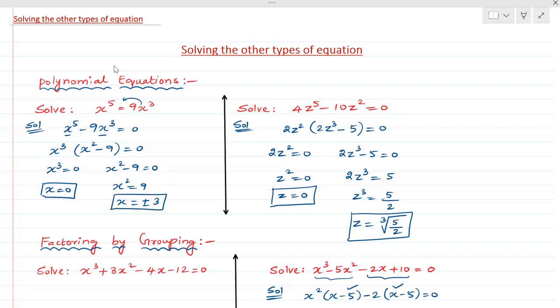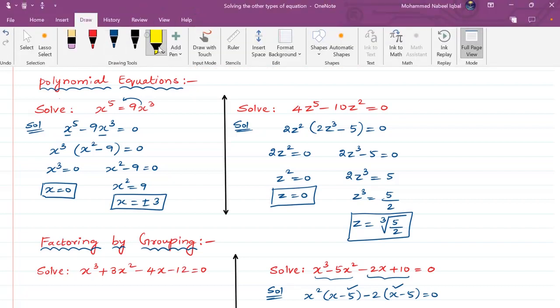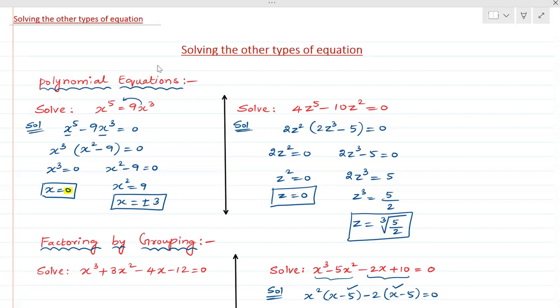If you want to check whether this is correct, you can just substitute this value in the given equation. Substitute the x value in the given equation. It is 0, here also 0. 0 equals 0. Therefore it is a correct solution. Now when I substitute plus 3, it becomes what? Minus 245, and here it's the same thing, you will get minus 245. So it is true, this way.